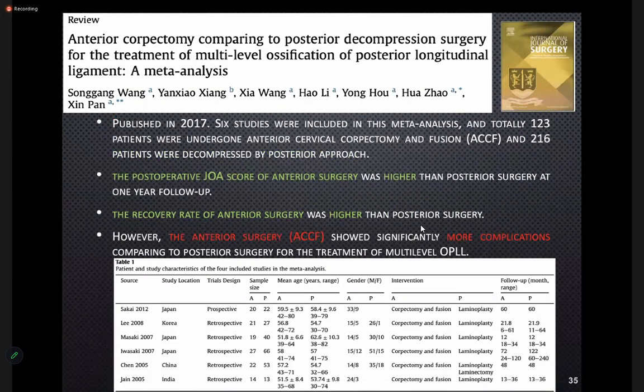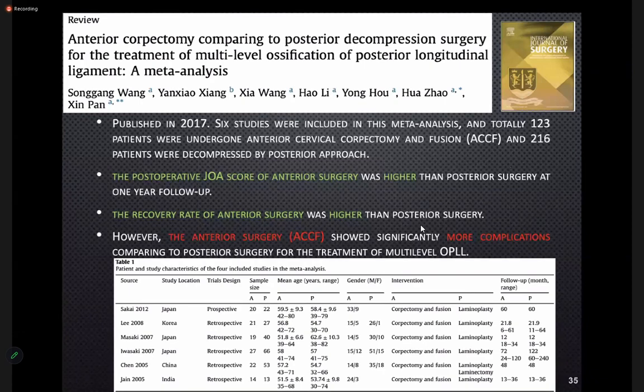And this is some meta-analysis. This is a meta-analysis published in 2017, with 6 studies included. In total, 123 patients underwent anterior cervical corpectomy and fusion, ACCF, and 216 patients had a posterior approach. The meta-analysis result is that the post-operative JOA score of anterior surgery was higher than posterior surgery at 1-year follow-up, and the recovery rate of anterior surgery was higher than posterior, but the anterior surgery had a higher complication rate compared to posterior surgery.